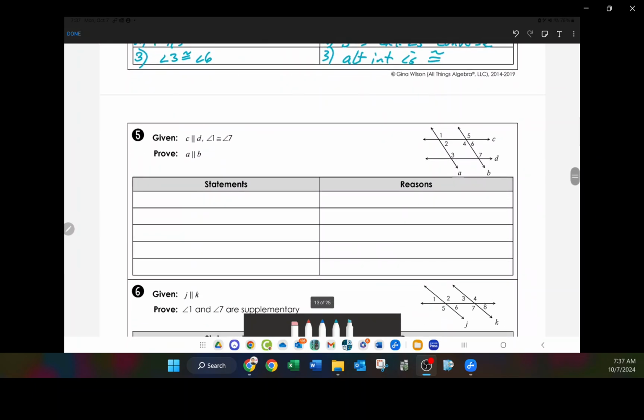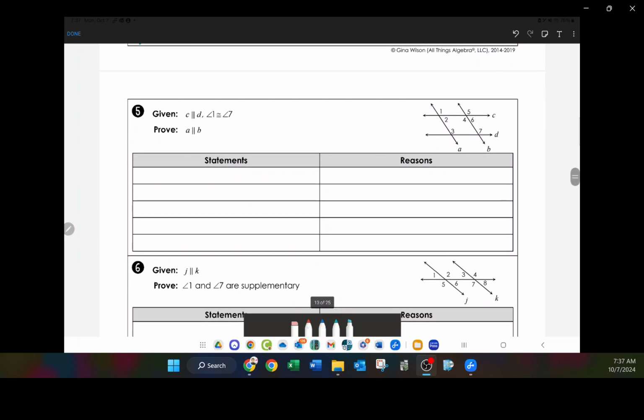We're going to get into some more fun proofs, more steps here. So 5, we're given that C is parallel to D, and angle 1 is congruent with angle 7. So mark that congruent. Alright, so 1 given. Now, I'm trying to prove that lines A and B are parallel.